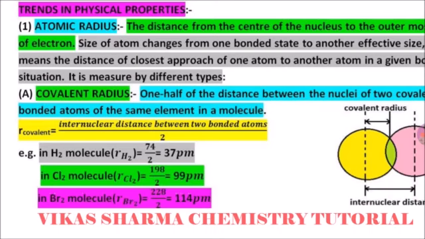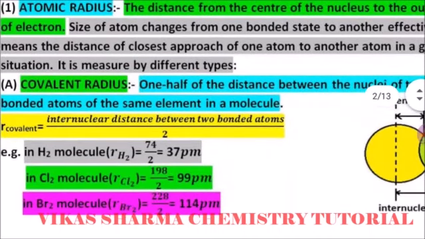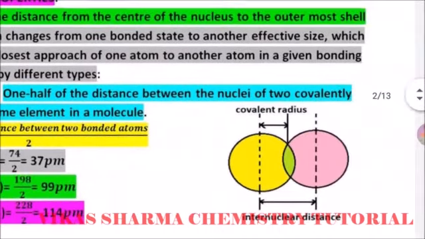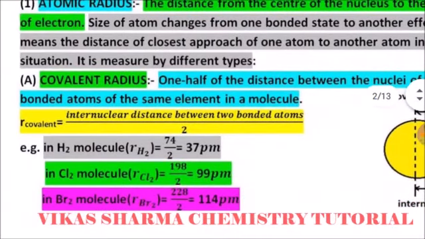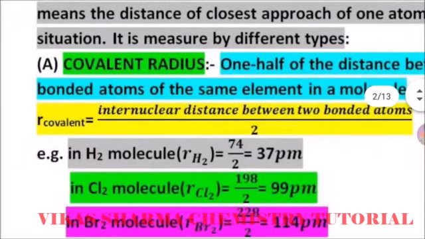First one, if they form a covalent bond, we can calculate the covalent radius. For example, the covalent radius is one half of the distance between the nuclei of two covalently bonded atoms of the same element in a molecule. The radius of a covalent atom is equal to the internuclear distance between two bonded atoms divided by 2.